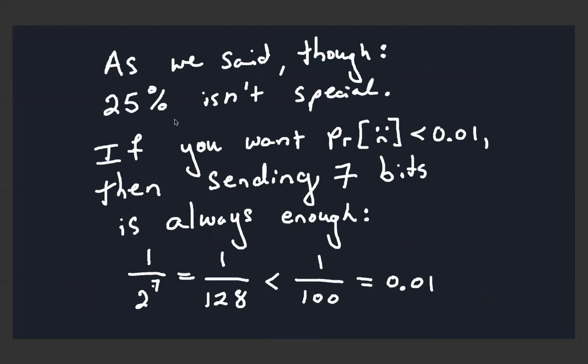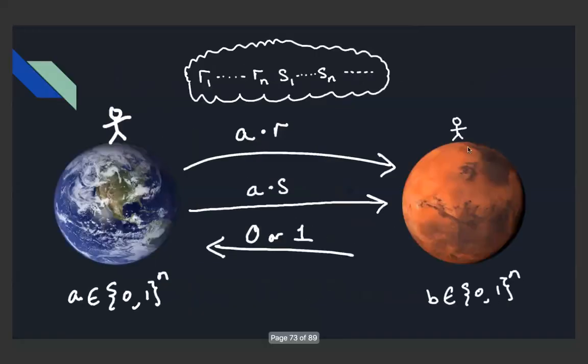But as we said, 25% isn't special. If you want the probability of a false positive to be less than 0.01, say, then sending 7 bits is always enough. That's because 1 over 2 to the 7 is the probability that all your checks pass, and that's 1 over 128, which is less than 1 over 100. So that's how that works. Yes, this dot product is happening in Z mod 2. Exactly.